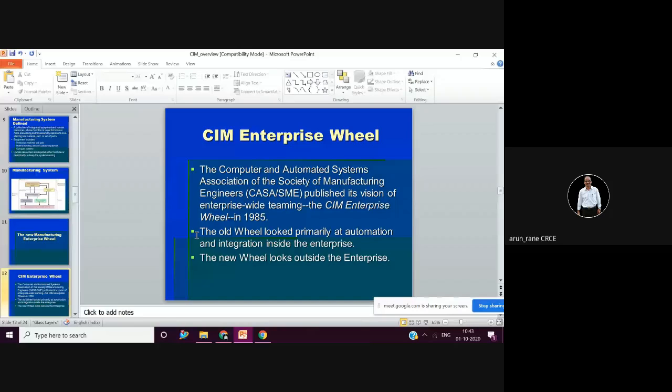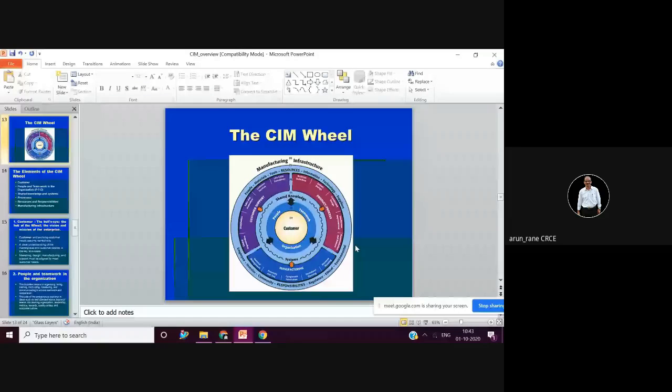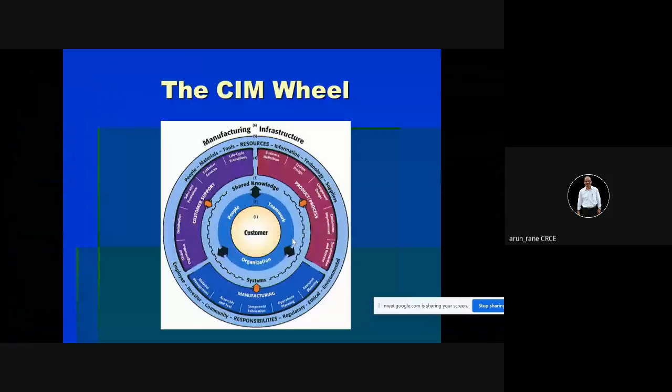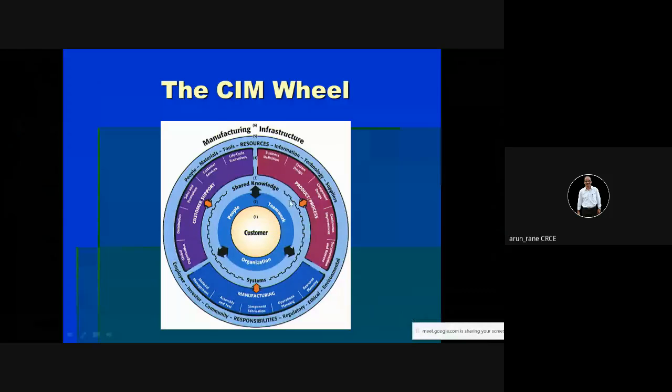And the same wheel which I was talking about is this. I'll just zoom it. Usually the repetitive question is to describe the CIM wheel, and it ranges from 5 marks to 10 marks. Whether it is 5 marks or 10 marks, you need to draw this wheel, and depending upon the weightage, you have to explain.